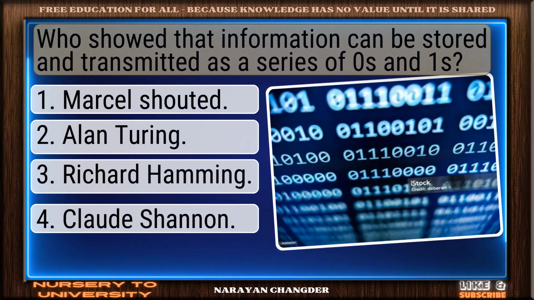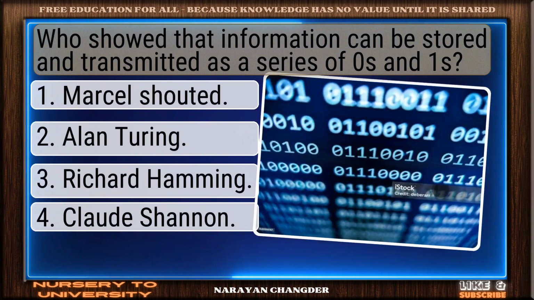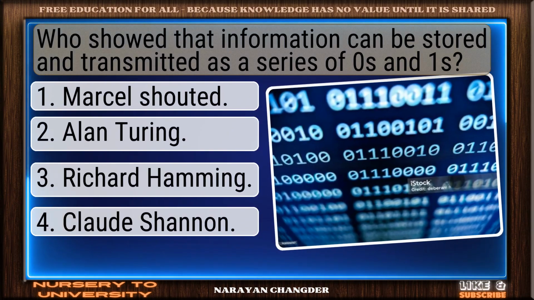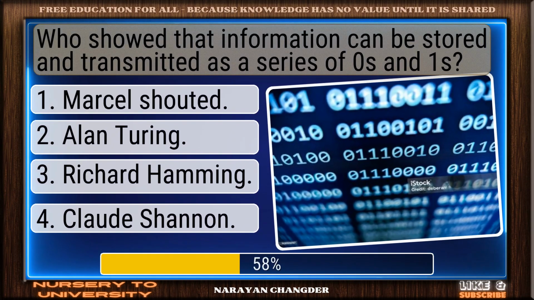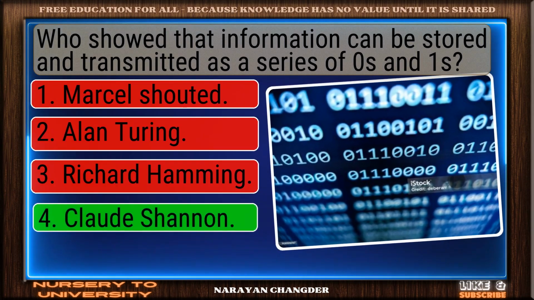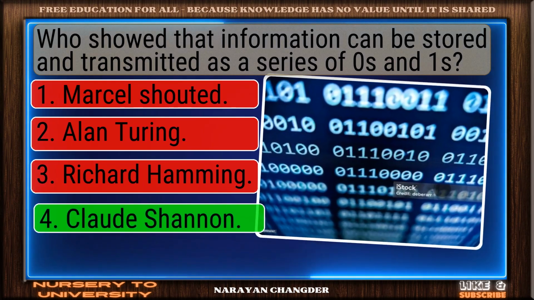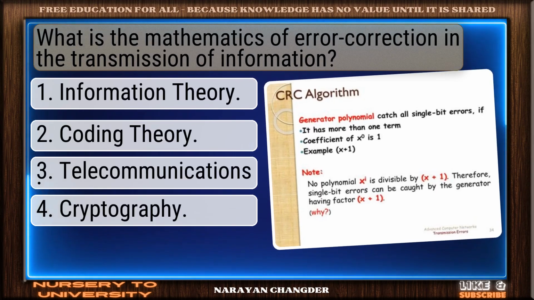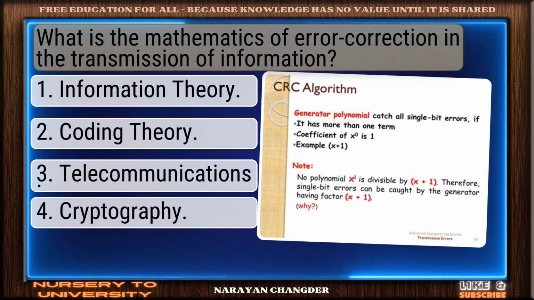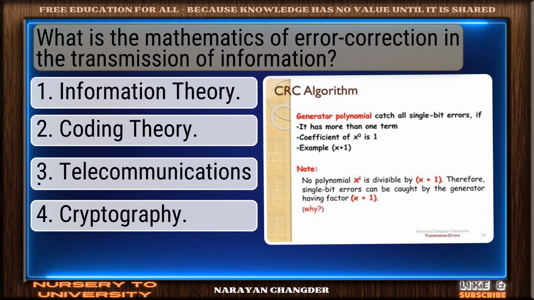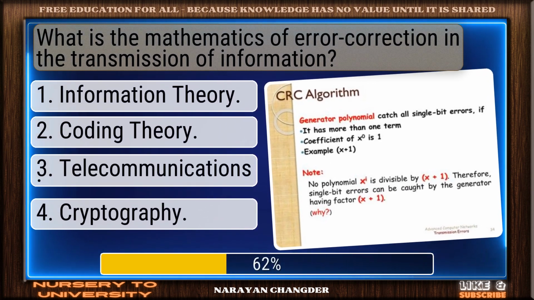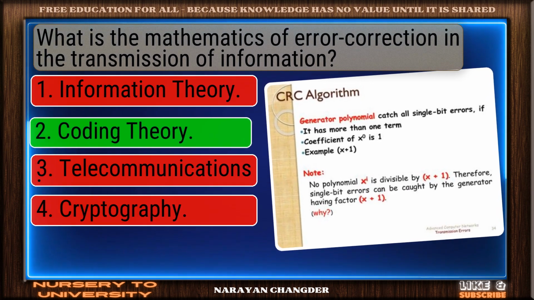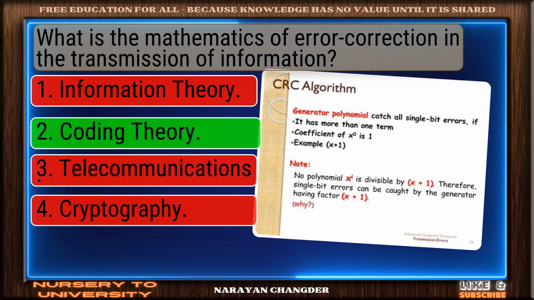Who showed that information can be stored and transmitted as a series of zeros and ones? Great thinking. Claude Shannon is the right choice. What is the mathematics of error correction in the transmission of information? Nicely done. Coding theory is a solid answer.